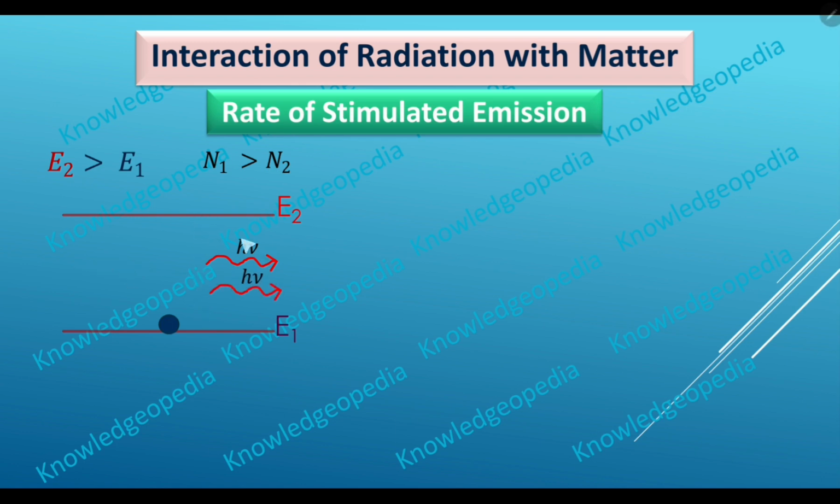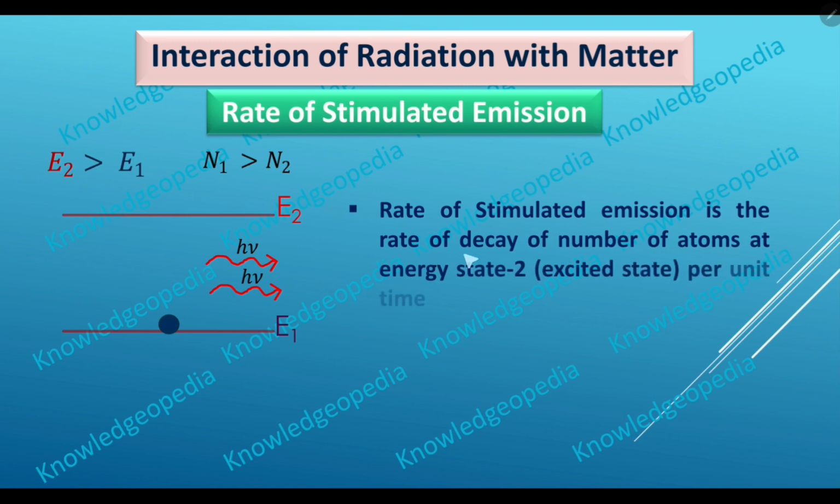Further, these two photons will move together. So this is what occurs in the case of stimulated emission. So I can write that the rate of stimulated emission is the rate of decay of the number of atoms at energy state 2, that is the excited state, per unit time due to stimulated emission.